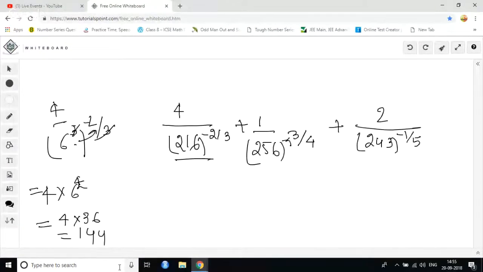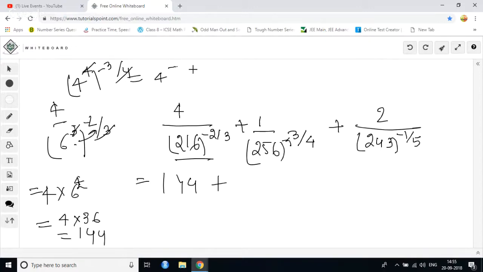So the first one is 144. How much can this be written? 256 to the power minus 3 by 4. So 256 is how much? That is 4 to the power 4. So you can write it as 4 to the power 4 to the power minus 3 by 4. Now this and this gone, that is equal to 4 to the power minus 3. So 1 by 4 to the power minus 3 is nothing but 4 cube, which is equal to 64 here.